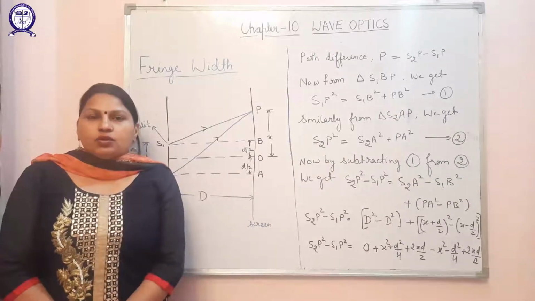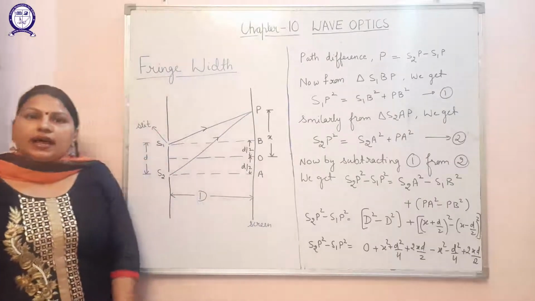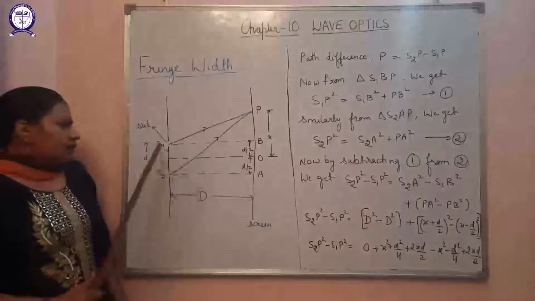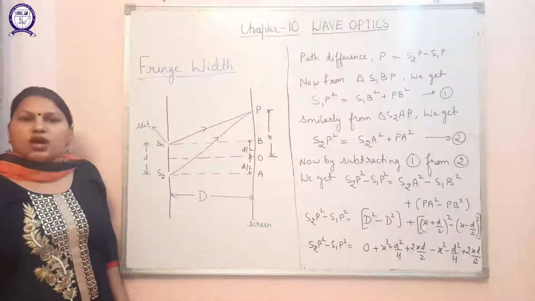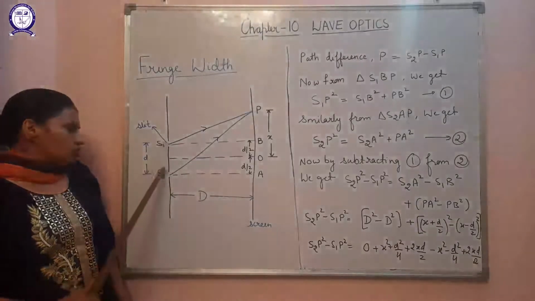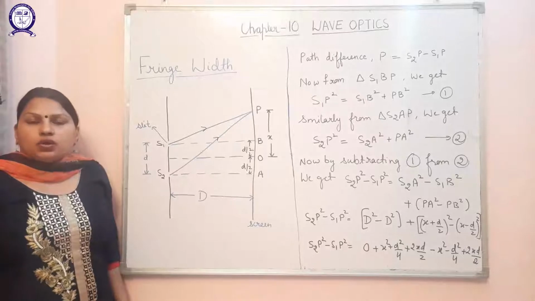And I am going to start with the diagram. First of all, we try to understand the diagram. Here, as we can see, there are two sources of light, S1 and S2, placed at the two slits S1 and S2 respectively. Here we have kept coherent sources of light.